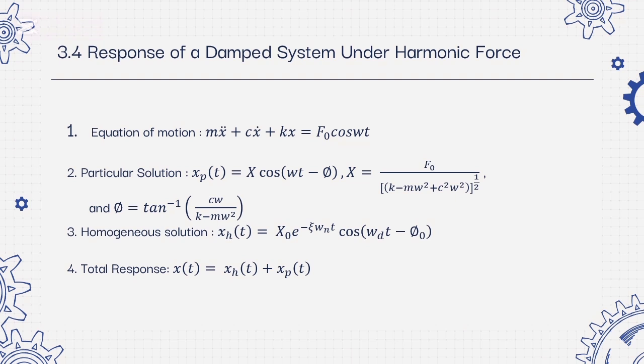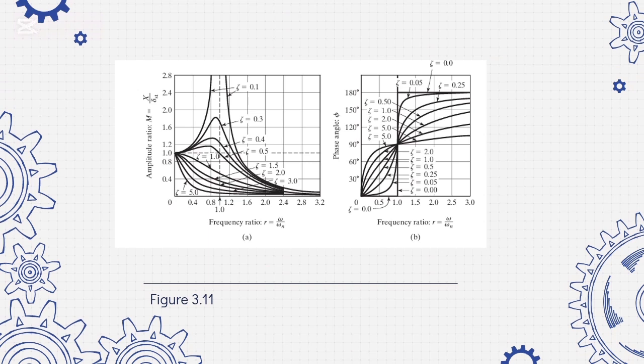As we see in the figure, there are two parts. The first part is the magnification factor, M, which is equal to X over the static deflection. As r is equal to 0, it is a static force, M will be equal to 1, and the system deflects statically. Near r equal to 1 is resonance. For undamped, zeta equal to 0, M will go to infinite amplitude. For damped, zeta greater than 0, the peak M decreases sharply with higher zeta.